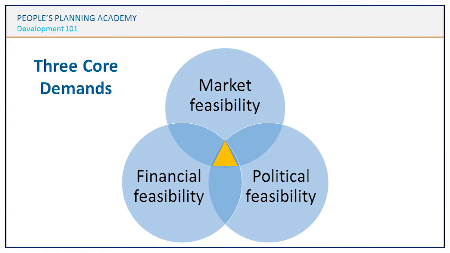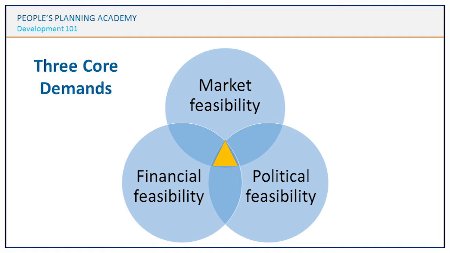So we're going to do a broad overview. We'll be focusing on 3 core demands a developer needs to meet in order for a real estate development project to be viable. So the first is market feasibility. This refers to whether the market can support that particular piece of development. Can you build that office building and expect to fill it with tenants?